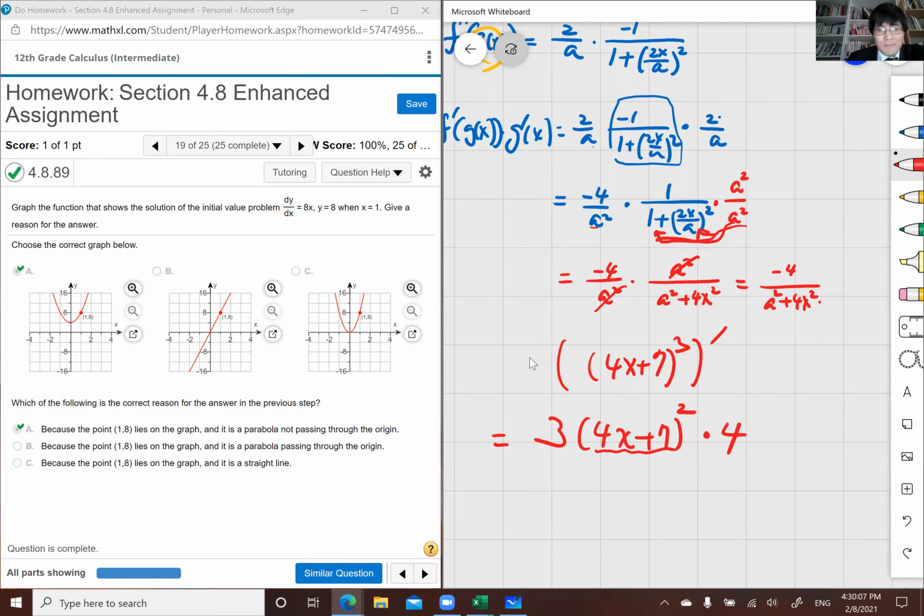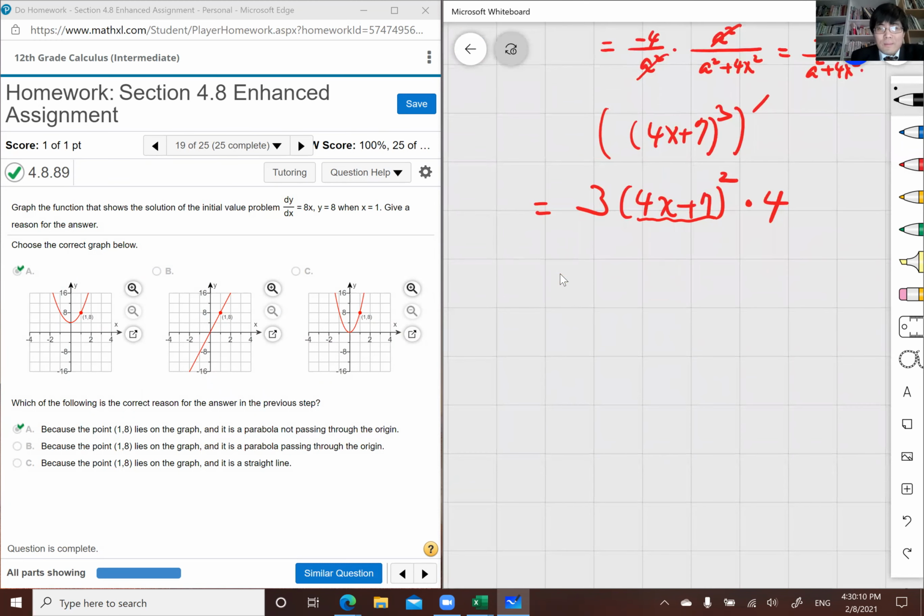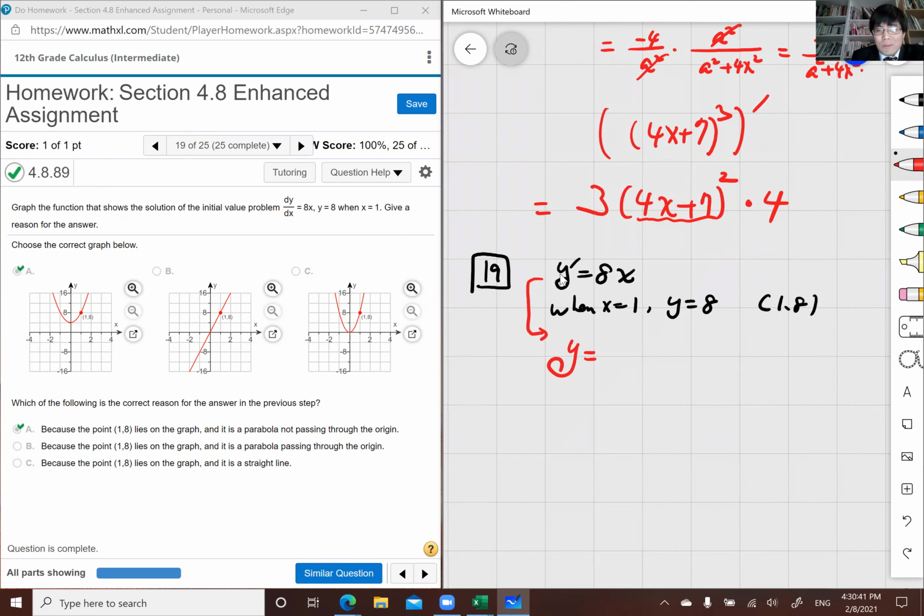Okay, number 19. Graph the function that shows the solution of the initial value problem. So you have y dash is equal to 8x. And we know that when x is equal to 1, y is equal to 8. So we are given the initial condition that the graph has to go through (1, 8). Now, first of all, let's find the antiderivative of this one. So that's going to be y is equal to 4x squared plus some constant.